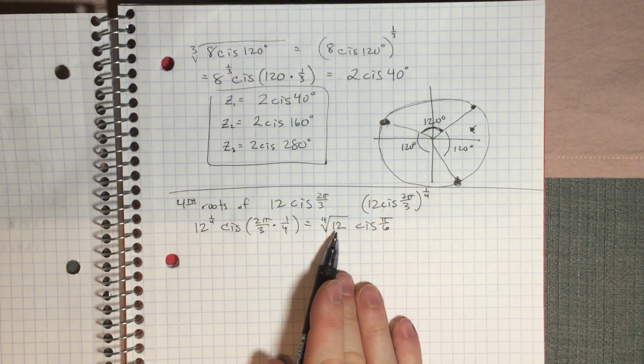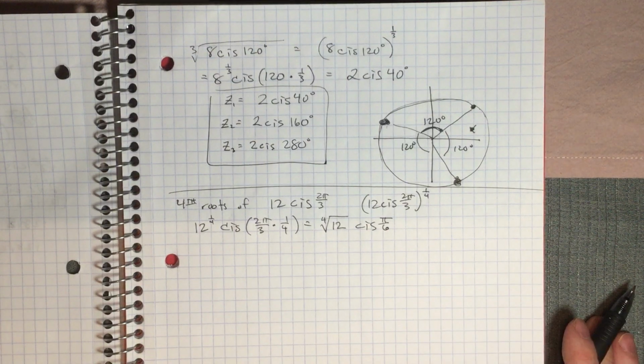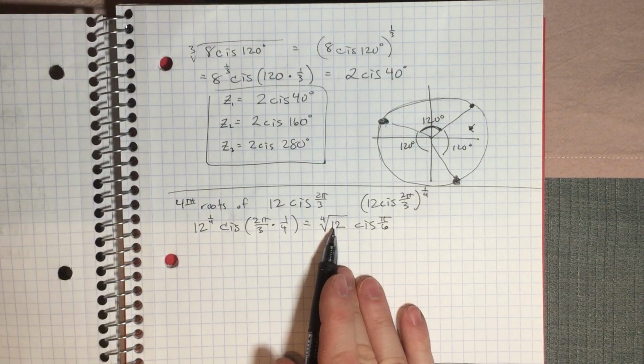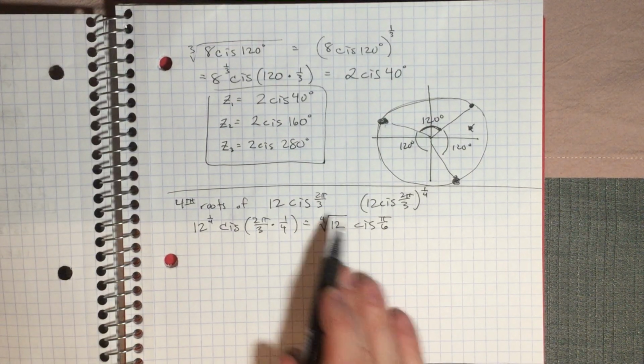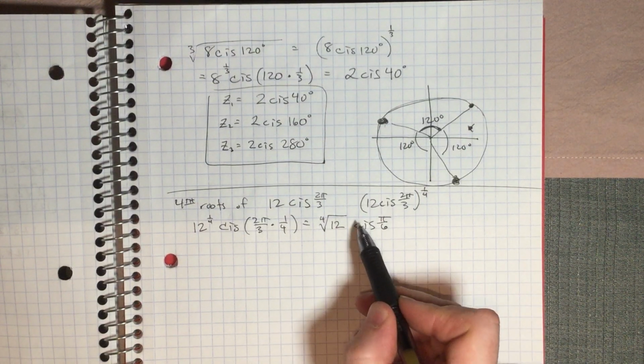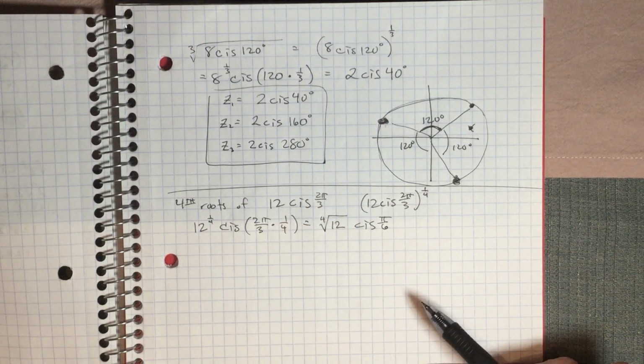Now we need to check and see if we can reduce this radical. Radicals always have to be reduced. So 12 is 2 times 2 times 3. There are no prime factors that occur 4 times, so that radical cannot be reduced. This number is the first fourth root of 12 cis 2 pi over 3.